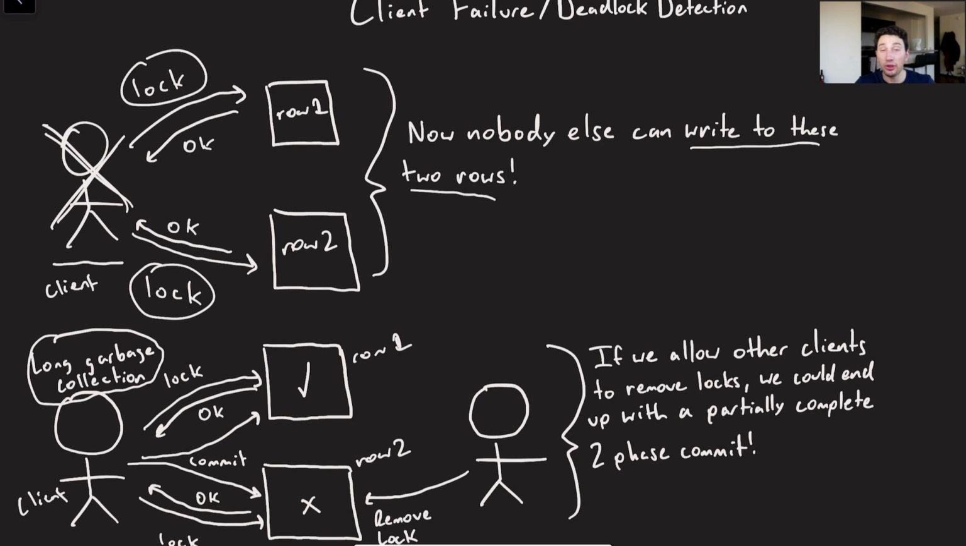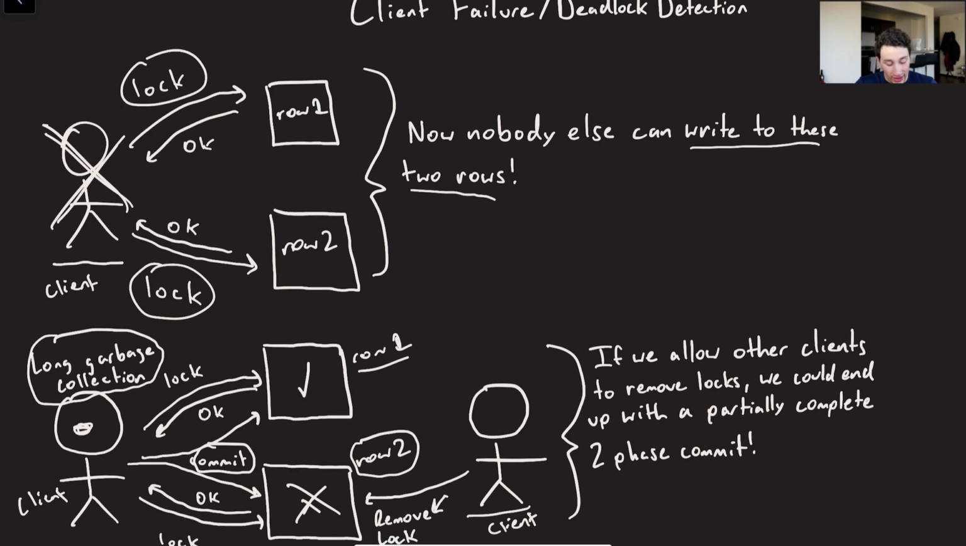So let's say this is a 30-second long garbage collection, and another client comes along and says, hey, I've seen these locks sitting here for 30 seconds. I think I'm going to get rid of them. So it starts by removing the lock over here on row 2. We remove this lock, and then right before we can remove the one on row 1, this guy over here comes back alive, and it says, hey, I want to commit now on row 1. So this is going to go through on row 1 because he still has the lock, and it's going to fail on row 2, and then all of a sudden we have a partially committed transaction, which is not cool.